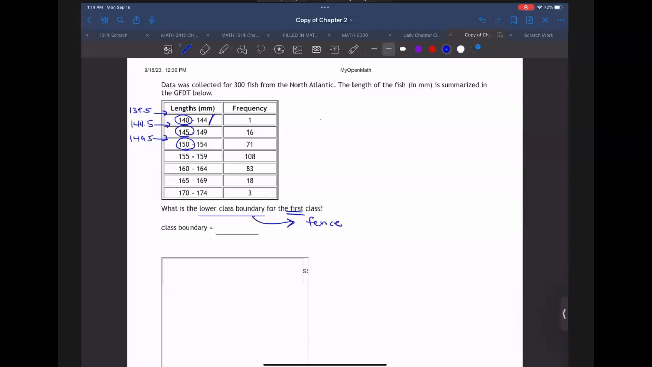If it helps, you can list your classes out like this, and ask yourself what comes between each one. And then even though we don't have something to compare this to, you can kind of find the pattern. So if this was my 144.5 and this was my 149.5, we know that right before 140 would be 139.5. So that's another way to approach that problem if you're asked for the very first class boundary.